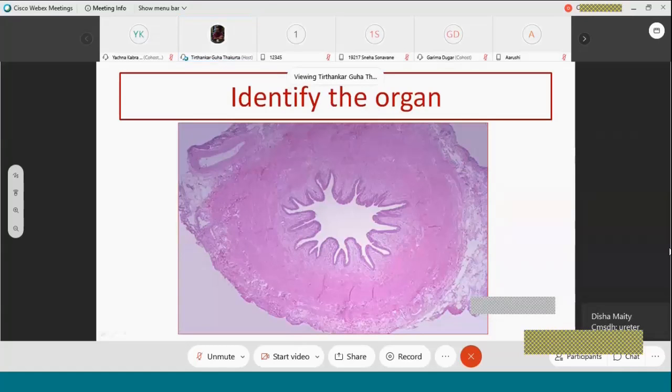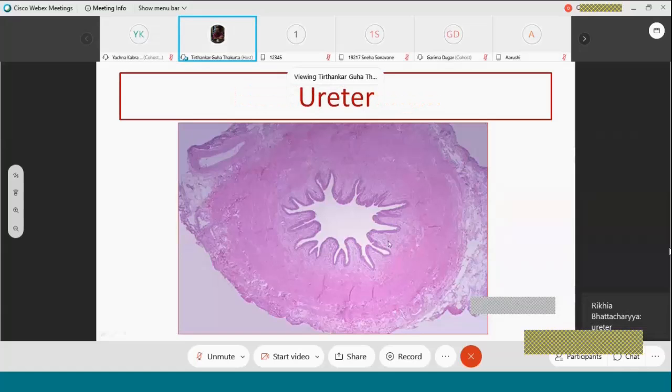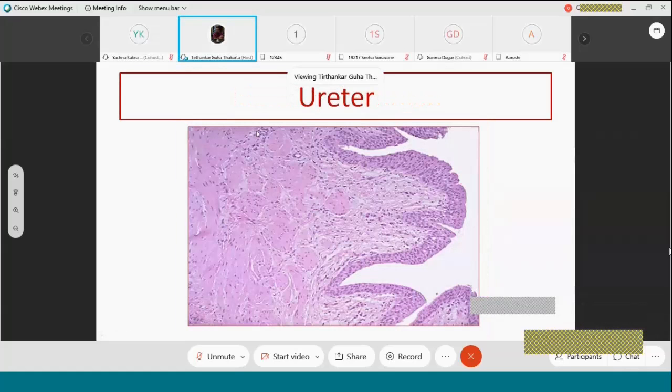Yes, this is the typical appearance of the ureter. A cross section of the ureter is like a star, and you can at least say why it is not some other tubular structure. The answer lies in the fact that if you look under high magnification, you will see that the lining epithelium is a transitional epithelium, having multiple layers of cells. It is not columnar epithelium, so it is probably not GI tract. So transitional epithelium appears only and only in the urinary tract.